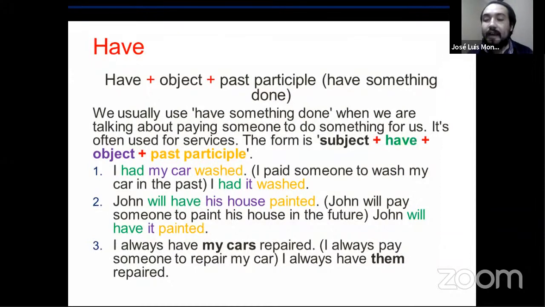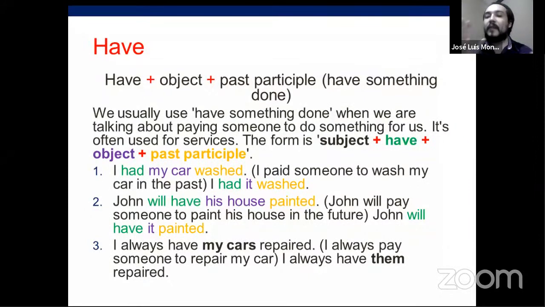Here we are using have as something else. We are not using have as a possession. And you have to use past participle. It means you have to use have, you have to use object, and you have to use past participle. If not, perhaps your sentence is going to be correct, but it's not going to be passive causative. If you want to write a sentence in the passive causative, you need have, object, past participle.